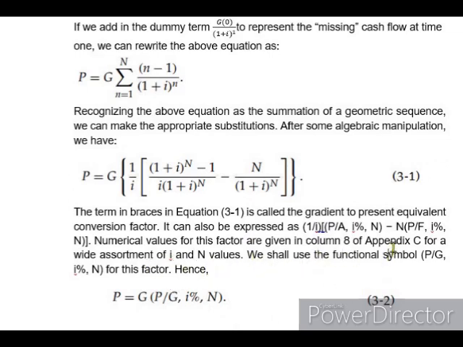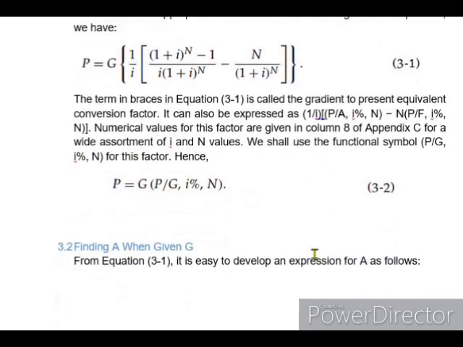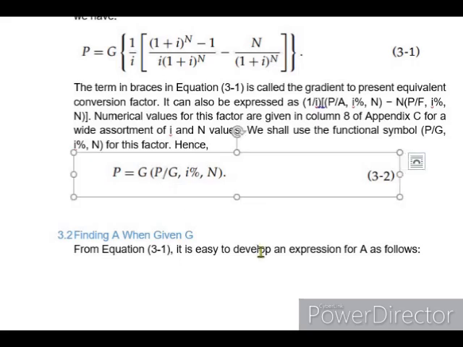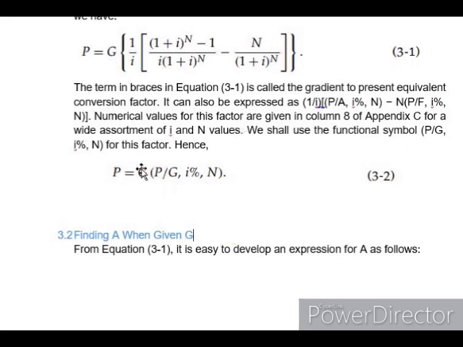So, makikita nyo yung sa appendix C naman. Okay guys? So, dito sa end ng module, merong appendix C for a wide assortment of I and N values. So, we shall use the functional symbol. So, itong gagamitin, finding P, given G, I percent, tapos yung N for this factor. Hence, ito yung formula natin, 3-2. Okay, pag finding P, given G.